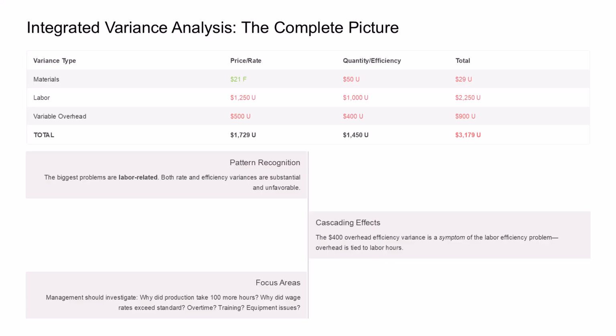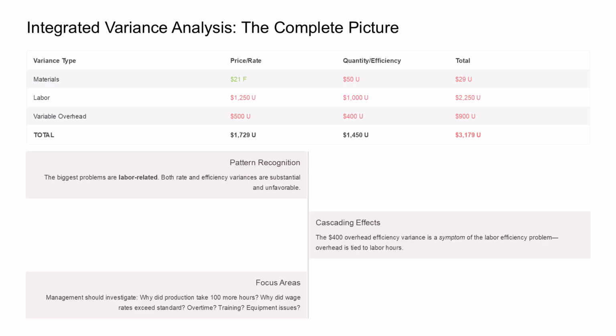Michael Dell said, "Ideas are commodity. Execution of them is not." Variance analysis is how you measure execution. An integrated variance analysis is how you understand execution deeply enough to improve it. That's the why behind the why.